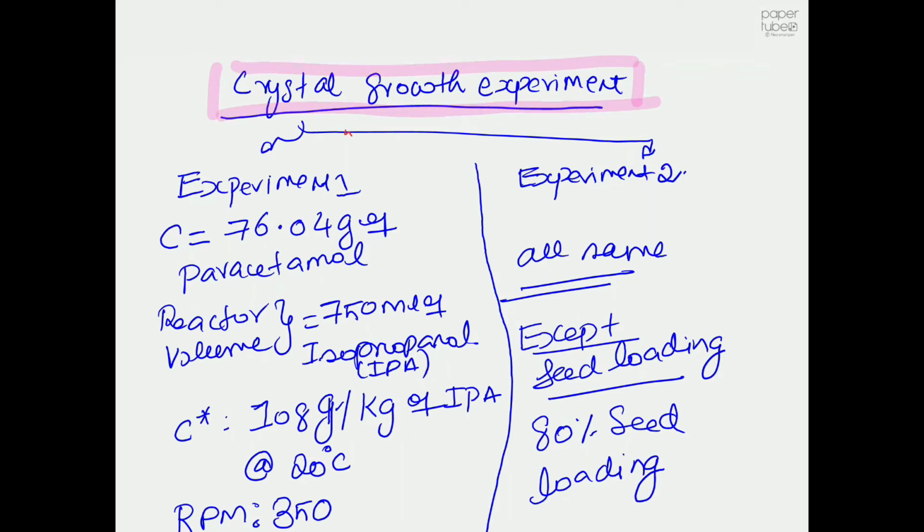So let's go to the crystal growth experiment that we performed in the lab. We performed two experiments, experiment 1 and experiment 2. These are the conditions, or we can call them experimental conditions. We added 76.04 grams of paracetamol. This is your initial condition. We can call this the concentration of your paracetamol when time t is equal to 0.